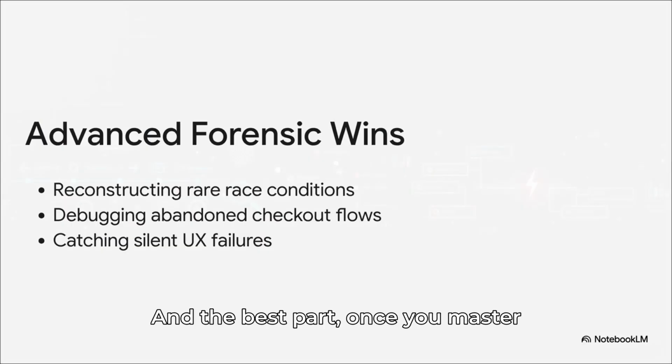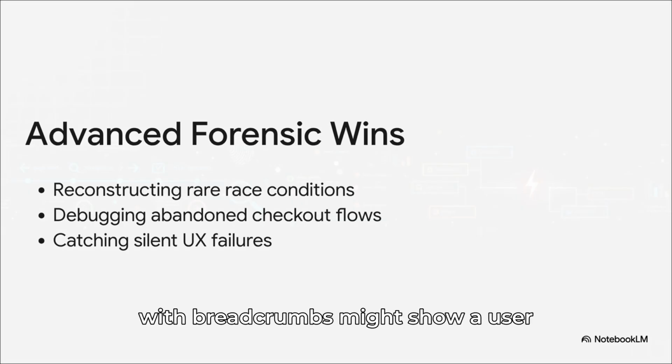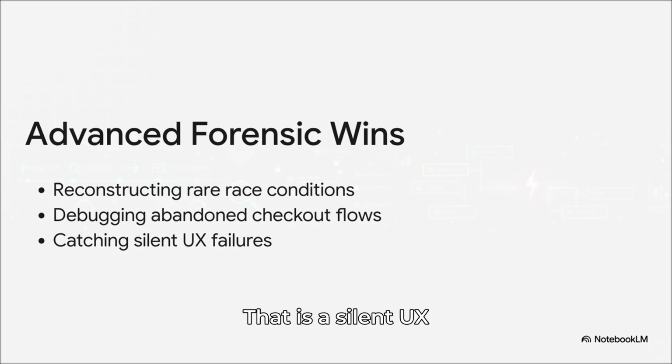And the best part, once you master reading these breadcrumbs, you unlock some really advanced forensic wins. You can reconstruct incredibly rare race conditions by seeing an HTTP request start, a user UI click happen right before it finishes, and then the resulting crash. You can seamlessly debug abandoned checkout flows. For instance, Sentry's session replay connected with breadcrumbs might show a user perfectly entering their details, but a custom breadcrumb reveals the shipping price dynamically increased by 300% right at the end, causing them to slam the tab shut in anger. That is a silent UX failure caught dead to rights, entirely through telemetry.